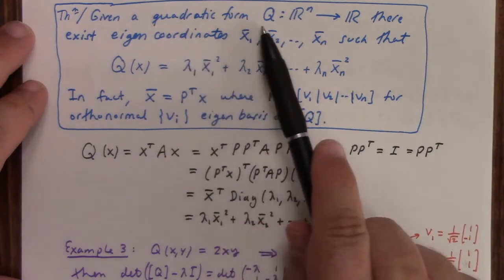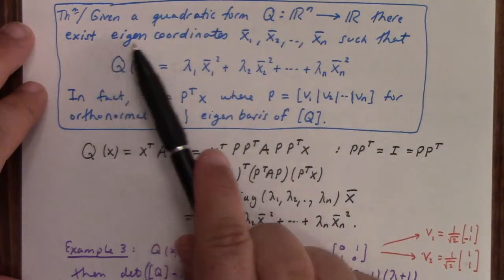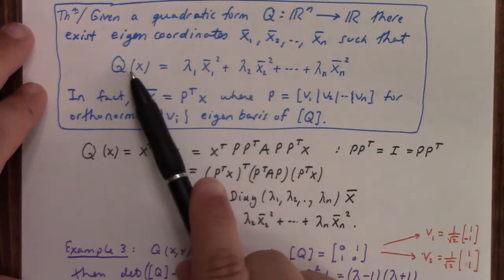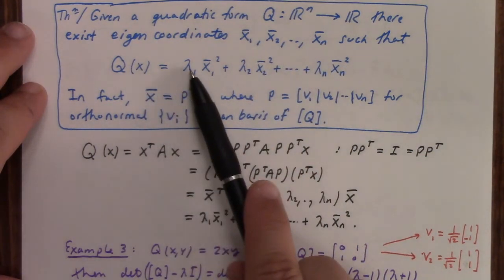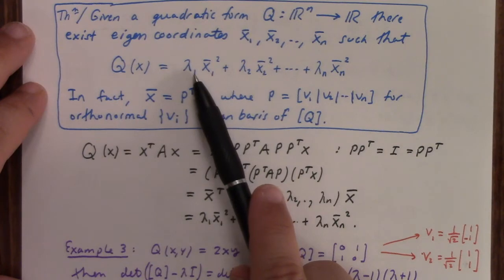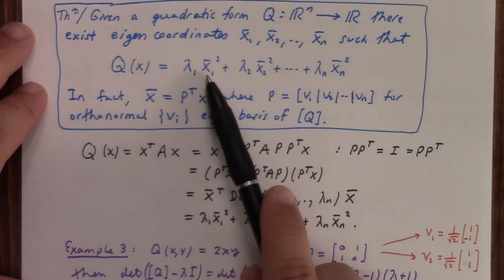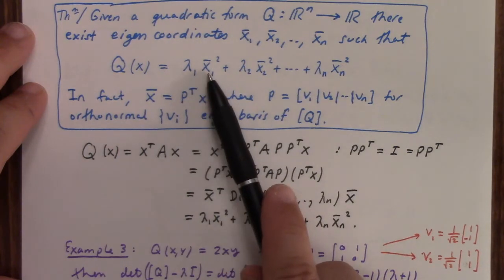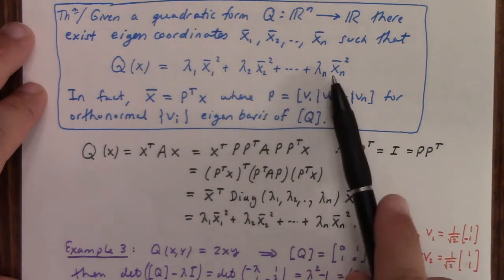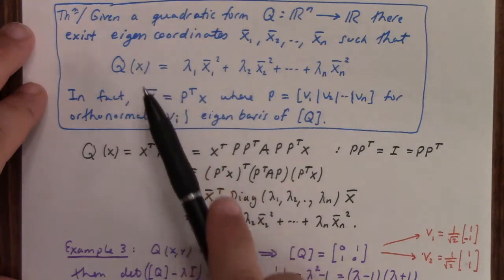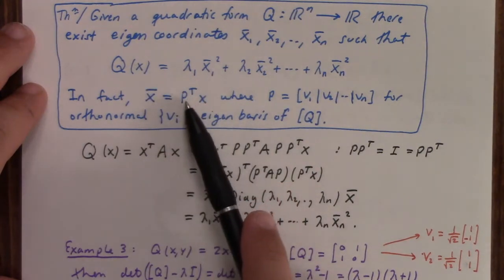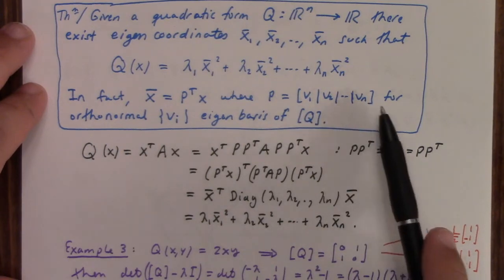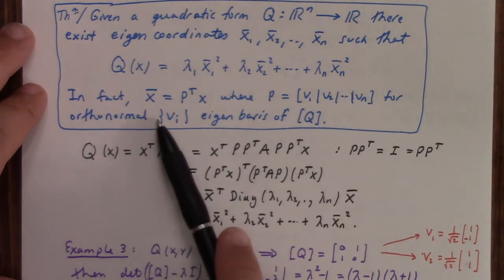Given a quadratic form, Q, there exist eigencoordinates, x bar 1, x bar 2, x bar n, such that the formula for the quadratic form is given by a weighted sum of squares of the eigencoordinates, lambda 1 x bar 1 squared plus lambda 2 x bar 2 squared, and so on. And in fact, this x bar is nothing more than P transpose x, where P is that matrix of eigenvectors, and we're assuming that they're orthonormal.